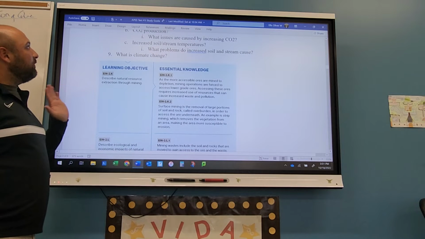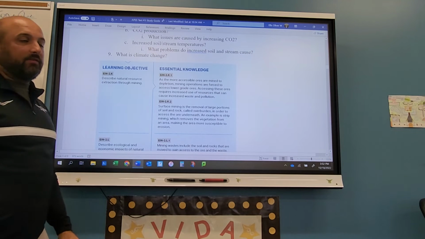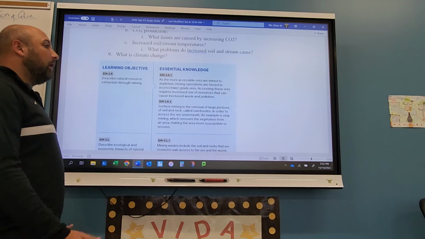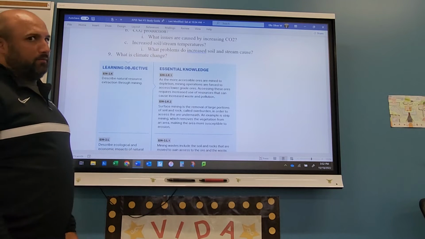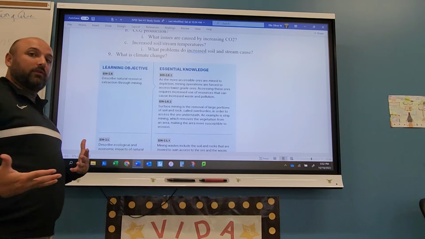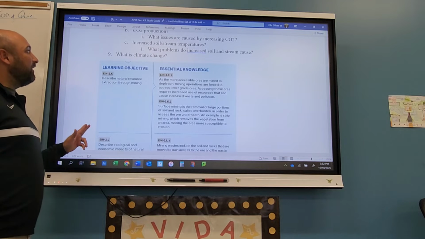What is climate change? Climate change is basically what happens with global warming. As the earth heats up, things start to change. Areas that were once dry become moist or wet. Areas that were once wet become dry, and just the climate overall starts to change. And that's a problem everywhere.